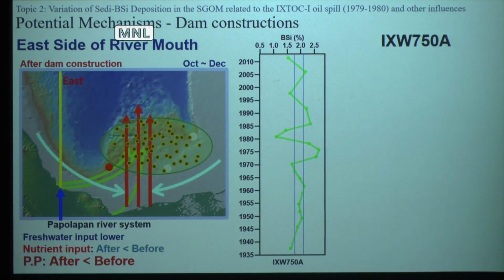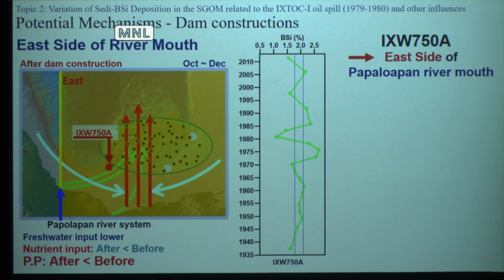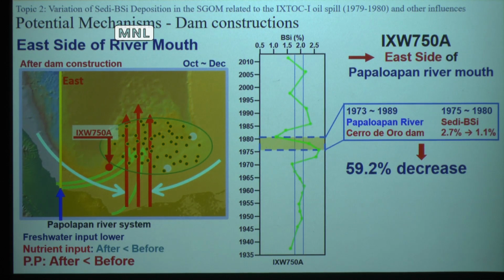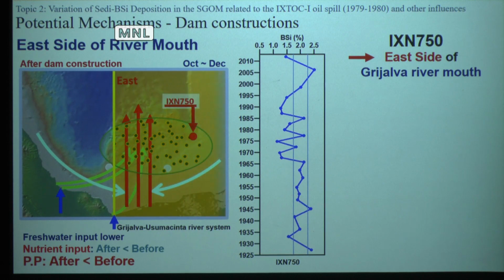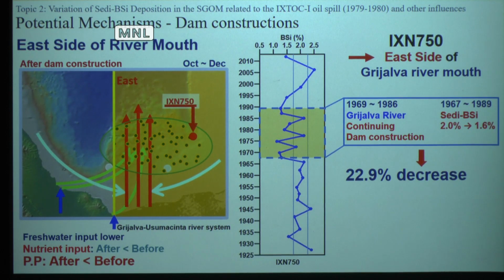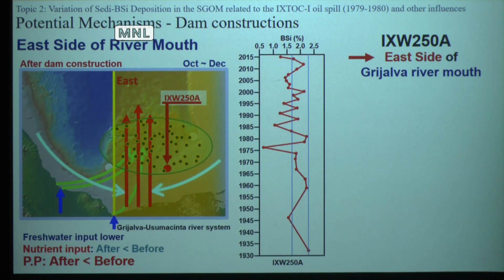So IXW750A is located on the east side of the Papaloapan River system, and Cerro de Oro Dam was constructed on the Papaloapan River in 1973 to 1989, and it is matched with the increase of sedimentary biogenic silica in the 1975 to 1980 interval. And also IXN750 is located at the east side of the Grijalva River mouth. And continuing dam construction on the Grijalva River was in 1969 to 1986, and it is well matched with the sedimentary biogenic silica decrease during the 1976 to 1989 interval. And IXW250A is located at the east side of the river mouth.